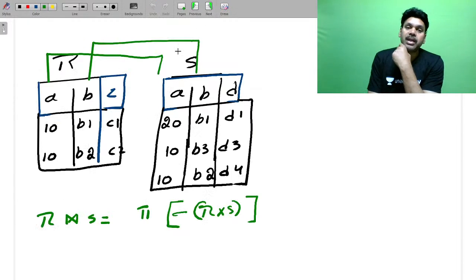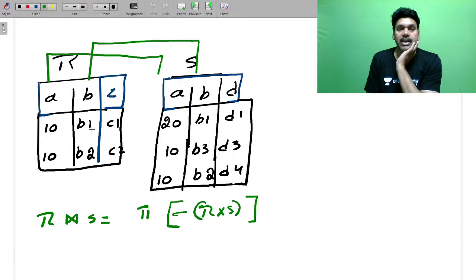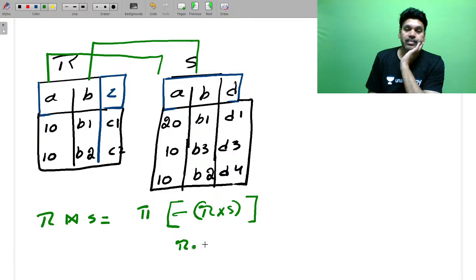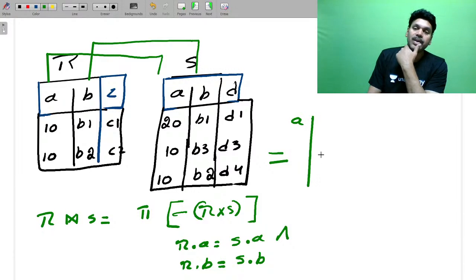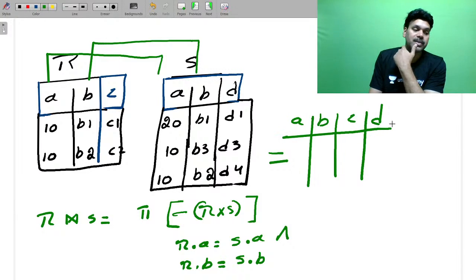So according to that, I need to cross check the data equality between A as well as data equality between B. So R dot A is equal to S dot A and R dot B is equal to S dot B. Now let us see how many tuples you are going to get. You will get finally ABCD after elimination of one set of common columns.